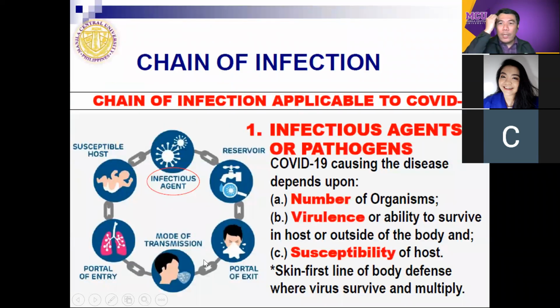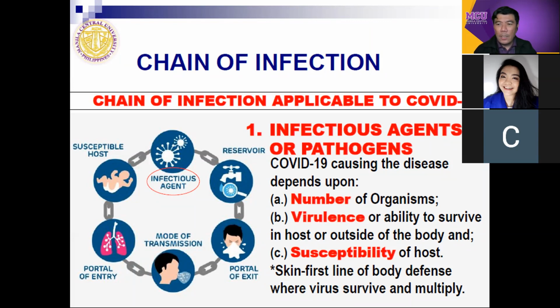Now, I will connect an atypical example to our concept, and I will not go far, it's COVID-19. We will try to relate how COVID-19 could be related to the chain of infection. When it comes to infectious agents or pathogens, obviously SARS-CoV-2 is the one that has been considered as the pathogen.